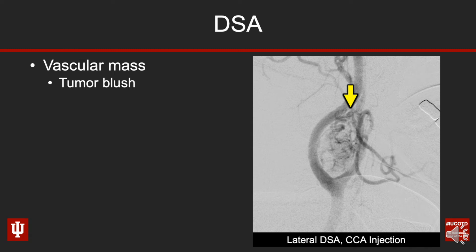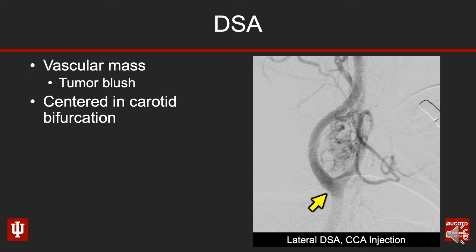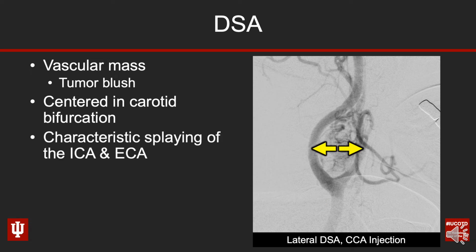The last image to look at is this lateral DSA, and you can see this is a very vascular mass. We can see the tumor blush during this phase of the injection. And if you were to put the center of this mass, you'd center it right at the carotid bifurcation, and we have that characteristic splaying of the ICA and the ECA getting pushed apart by this mass that's centered right at the carotid bifurcation within the carotid space.